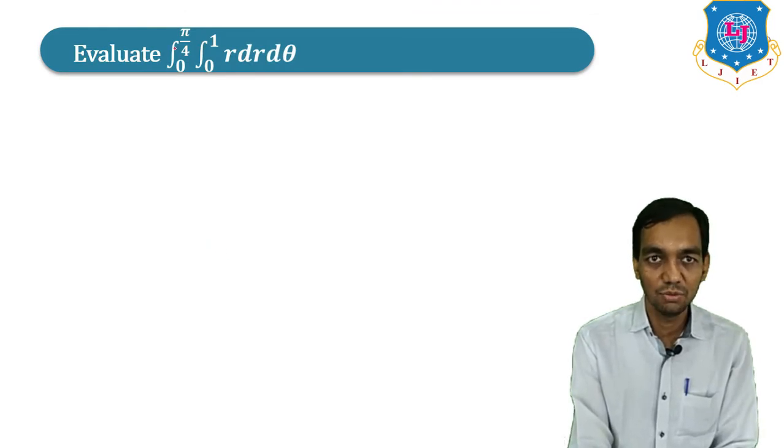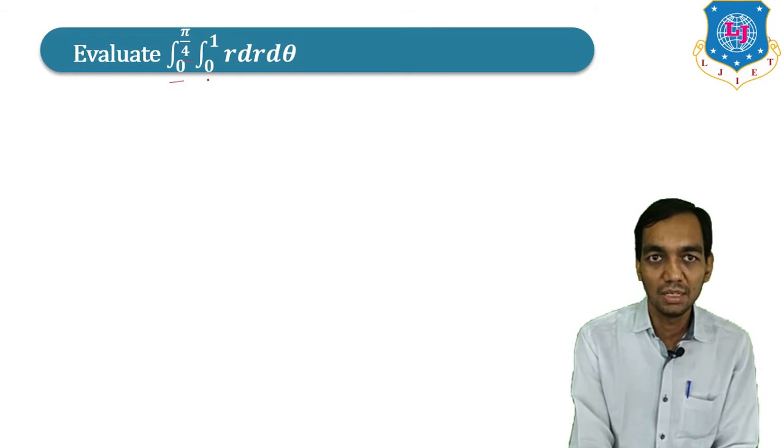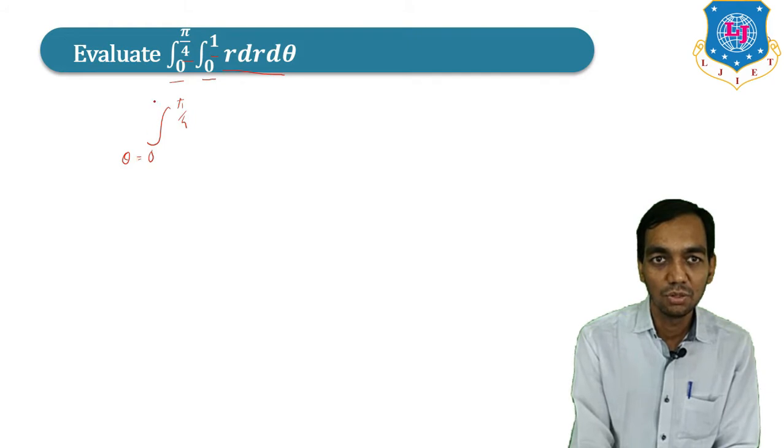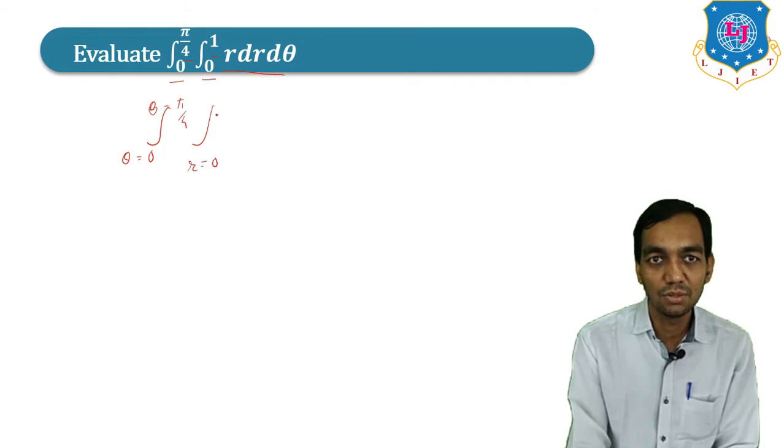Now here first we have to evaluate integration from 0 to pi by 4 and integration from 0 to 1 of r dr d theta. See, here you have given the limits from 0 to pi by 4. That means this is the limit of theta, so theta is equal to 0 to theta is equal to pi by 4. And the second limit is of r. r is equal to 0 to r is equal to 1, r dr d theta.